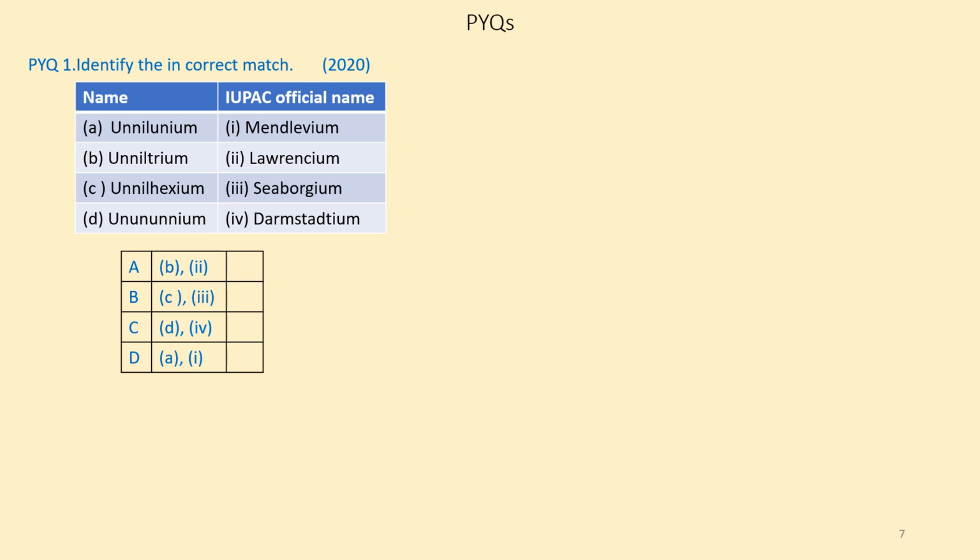Option A is B, 2, option B is C, 3, option C is D, 4, and option D is A, 1. Here answers are given and you have to identify which is incorrect in this table. Please pause the video and write your answer. Meanwhile, I will explain.